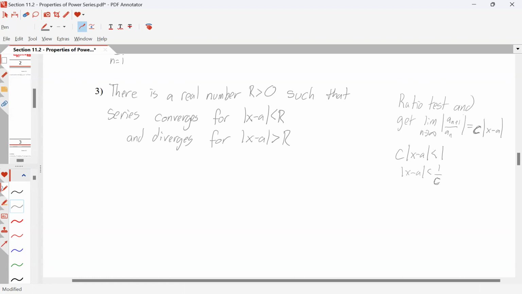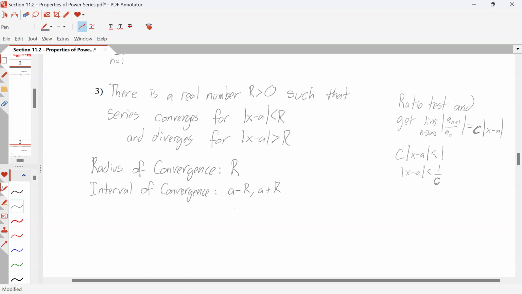And we then have our interval of convergence. We have our radius of convergence as well. So the radius will be r. And the interval of convergence will be our center, a minus r to a plus r.